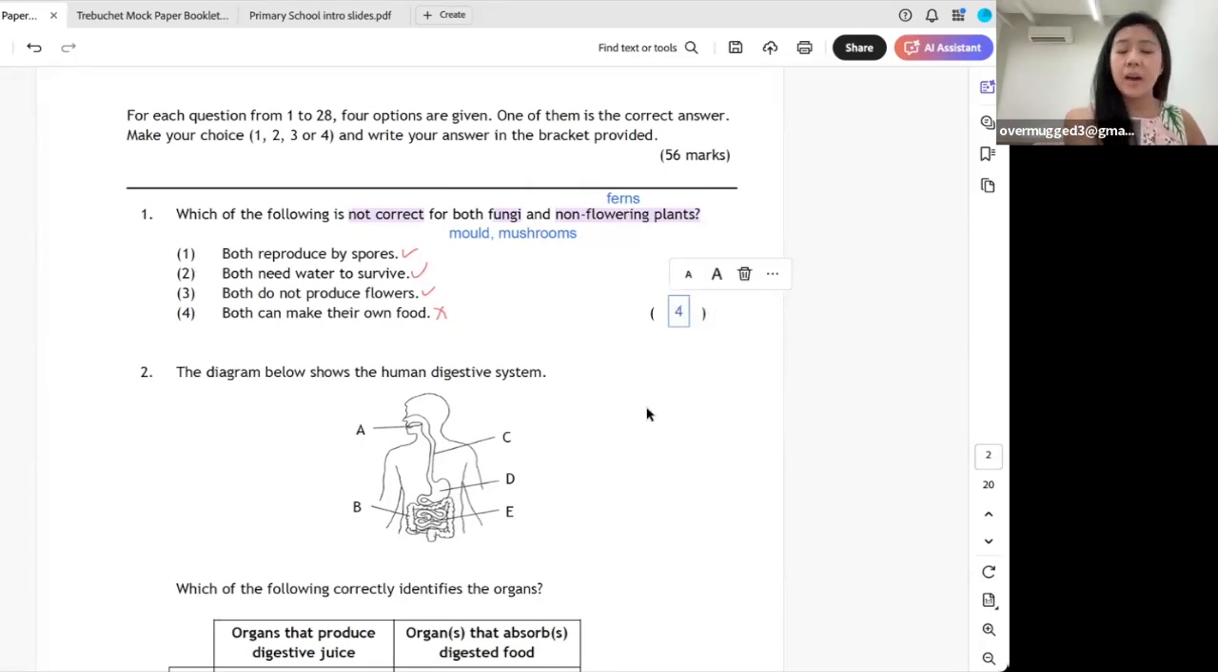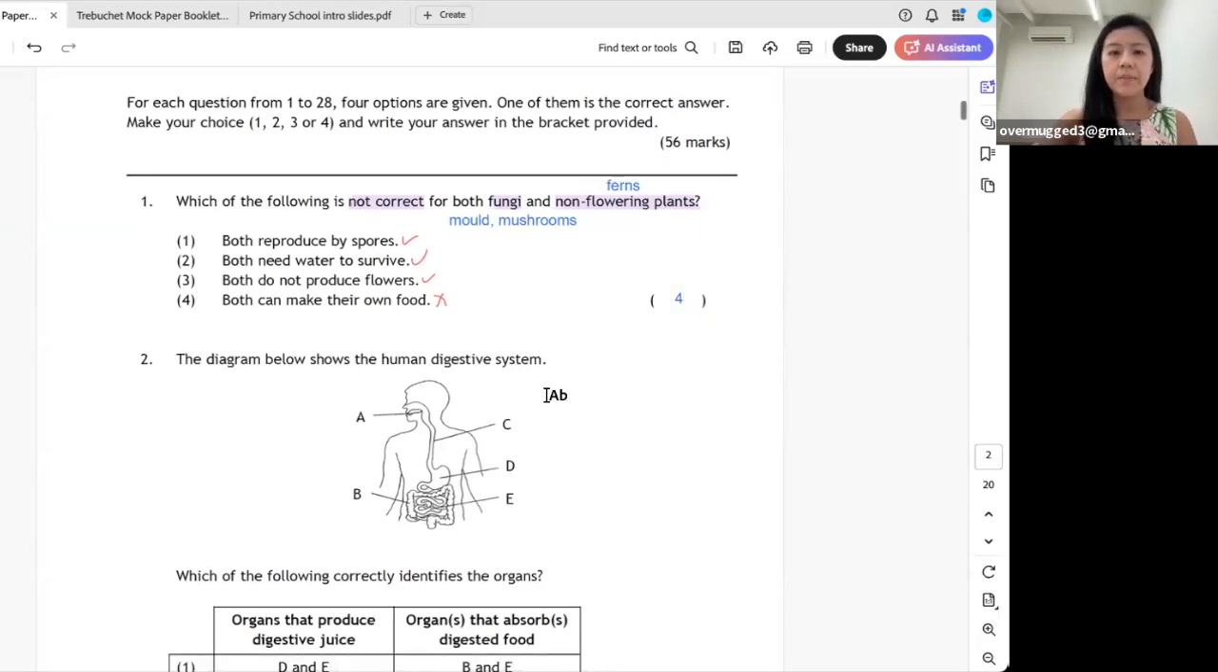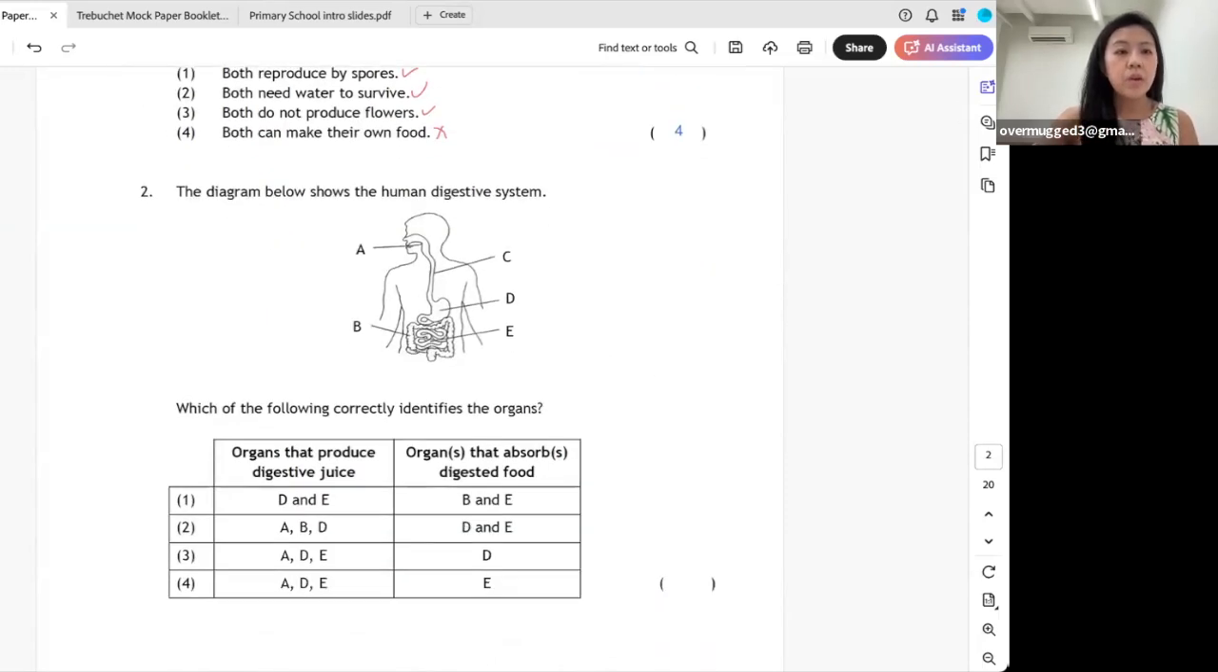Now I'll be referring to my hard copy here. So now and then I will hear some flipping of the paper. All right. Now question 2, we are looking at the human digestive system. This is again a lower primary topic.